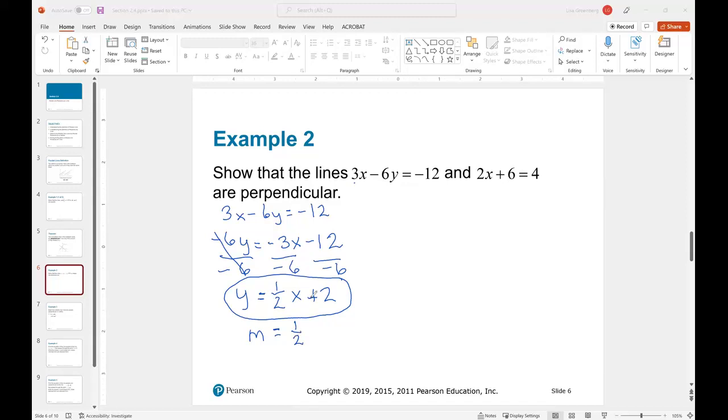So what should the slope of the other one be? I'm not going to answer it yet. I want you to think about it. I promise I'll answer before we're done. And then we'll do the same thing to the other side. Okay, so I'm going to subtract 6 from both sides. And I get 2x is equal to negative 2. Divide both sides by 2. And I get x is equal to negative 1.